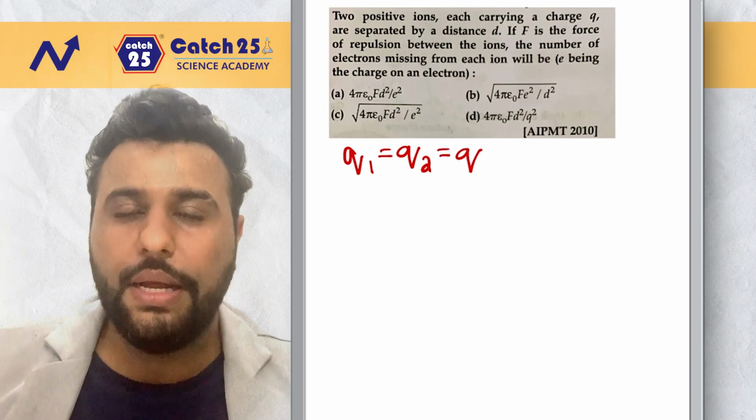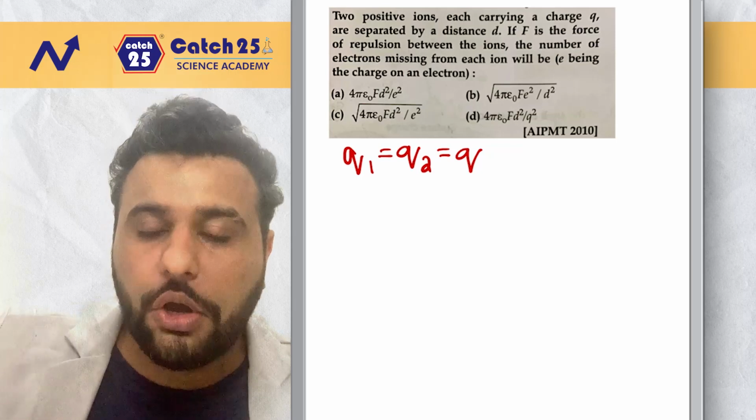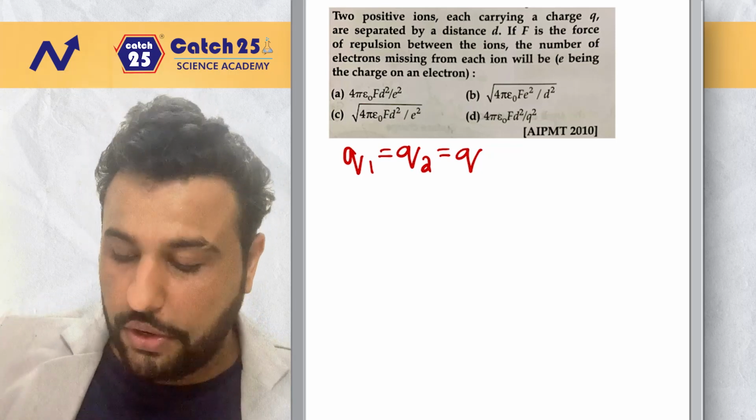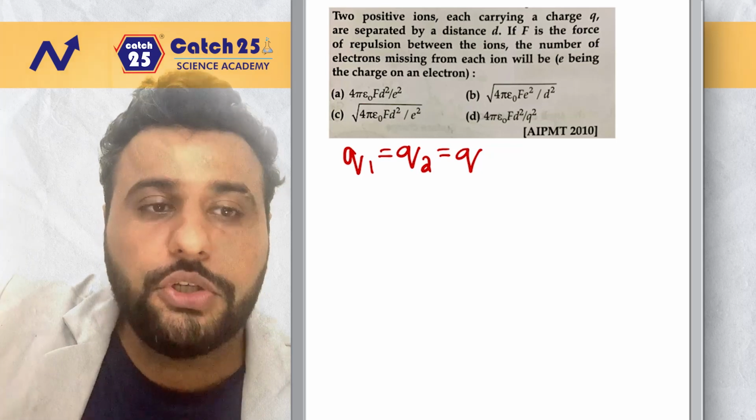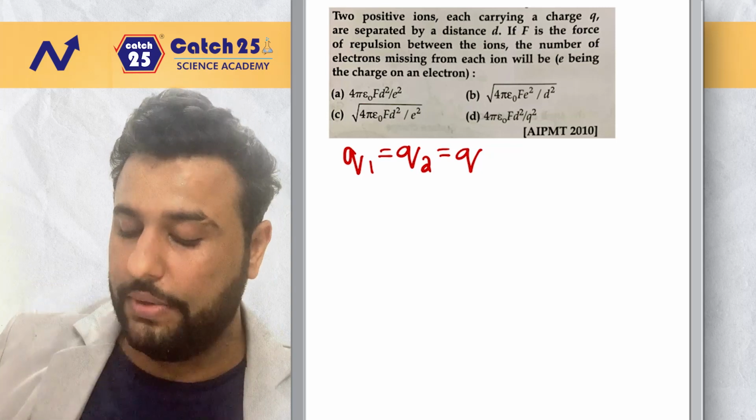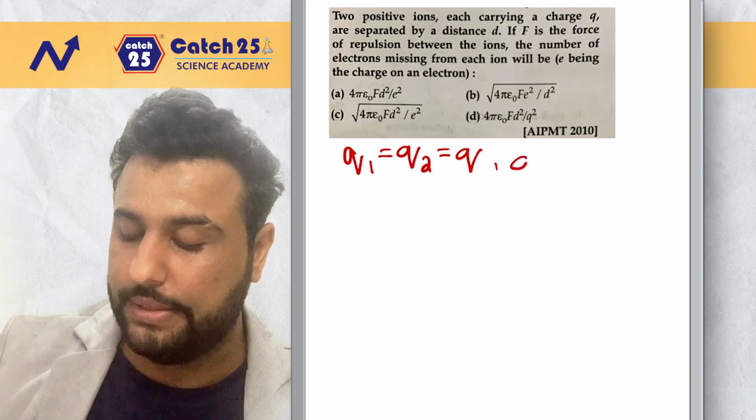As simple as that. What did I do? I just saw the first line of the question. The first line of the question was: two positive ions, each carrying a charge Q, are separated by a distance D. Therefore, I know that the distance separated is D.